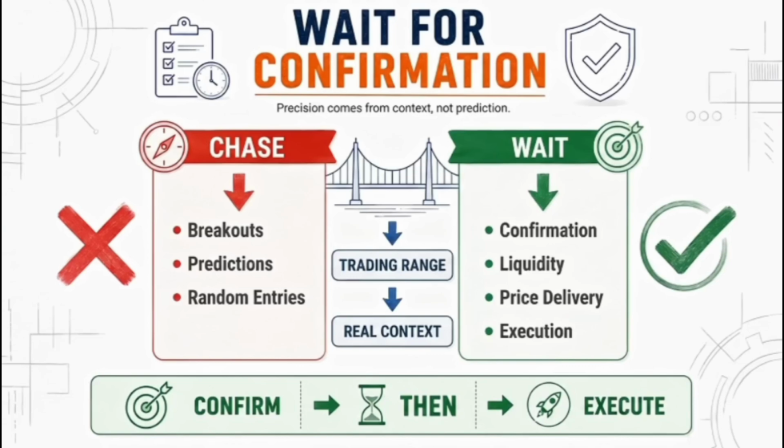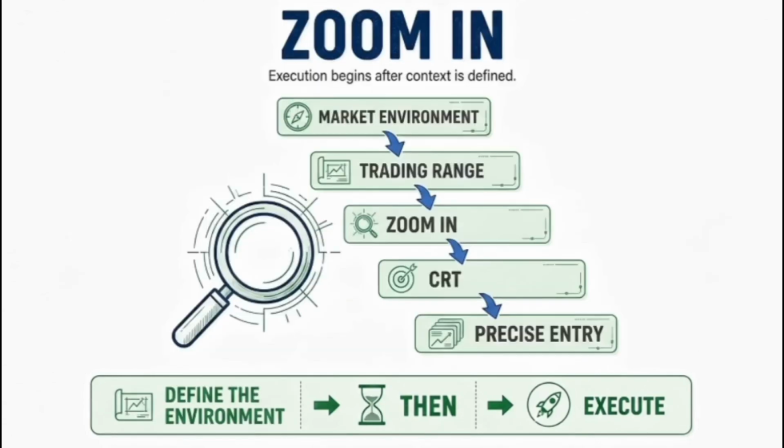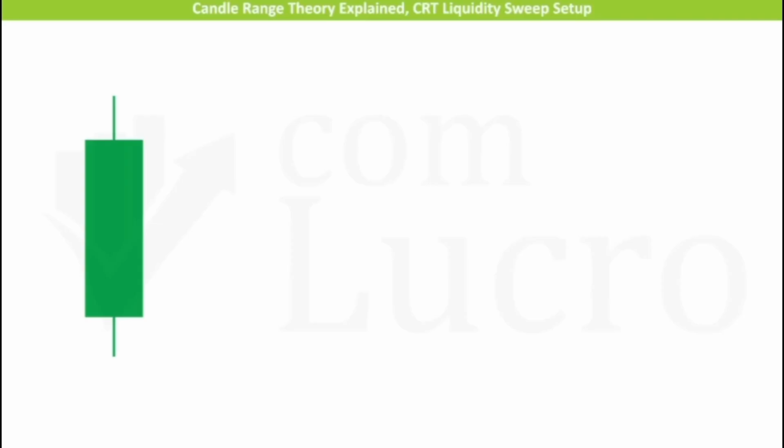Why the trading range matters. Once the trading range is clearly defined, execution becomes significantly more precise. Instead of chasing breakouts or predicting direction, traders simply wait for confirmation. Liquidity sweeps, inducement, and shifts in price delivery now have meaningful context because we understand the environment where price is operating. This is where high-probability execution truly begins.